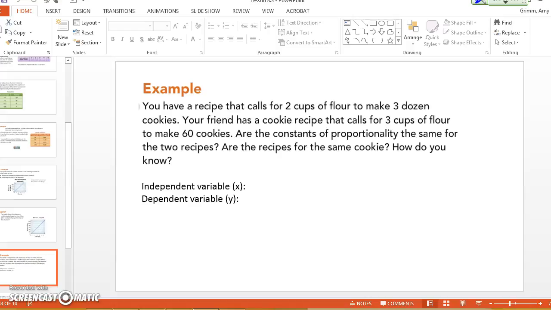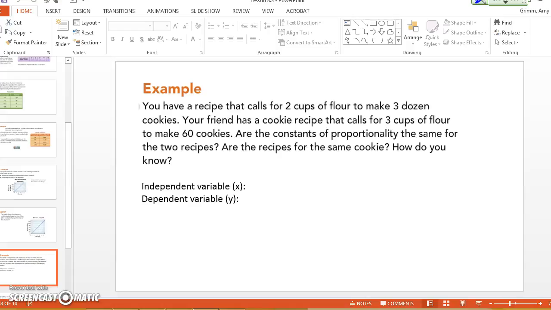That's right. Okay. All right, you have a recipe that calls for 2 cups of flour to make 3 dozen cookies. Your friend has a cookie recipe that calls for 3 cups of flour to make 60 cookies. Is the constant of proportionality the same for the 2 recipes? Are the recipes for the same cookie? How do you know?